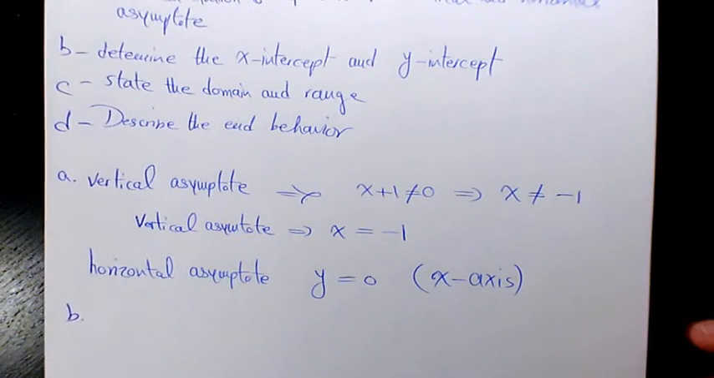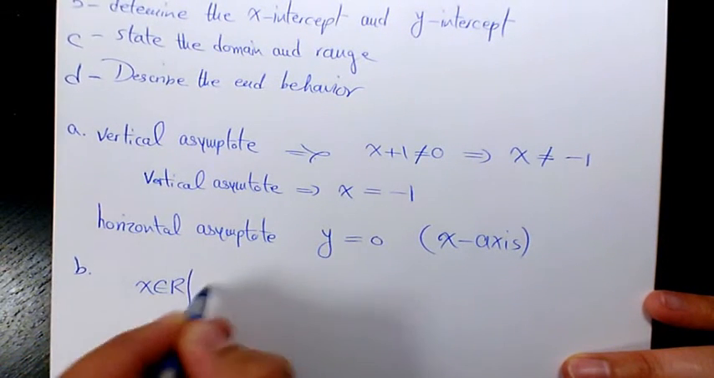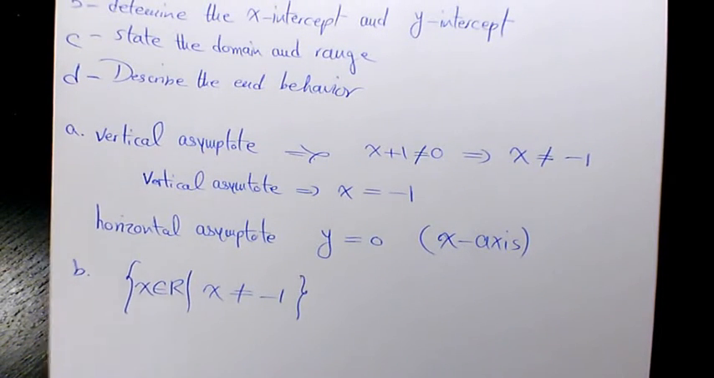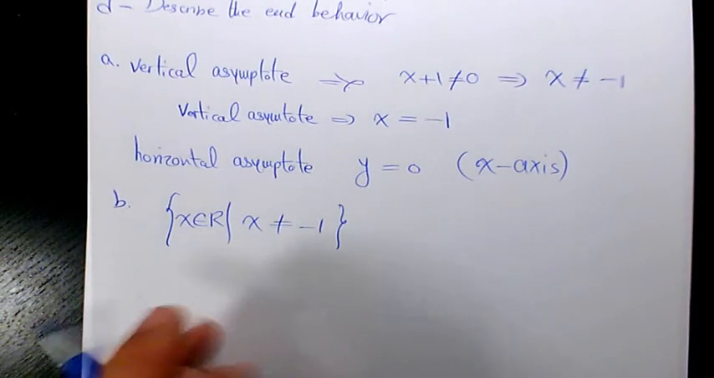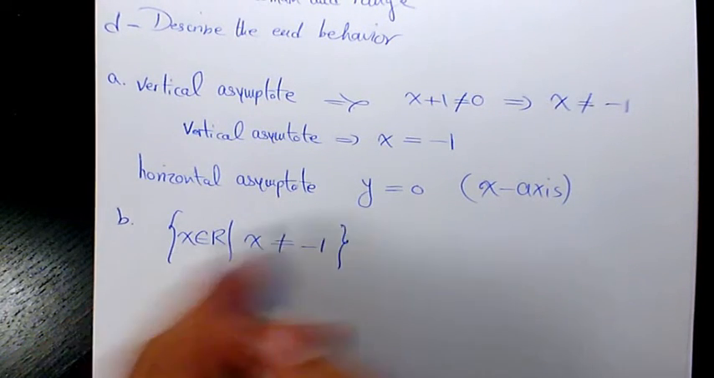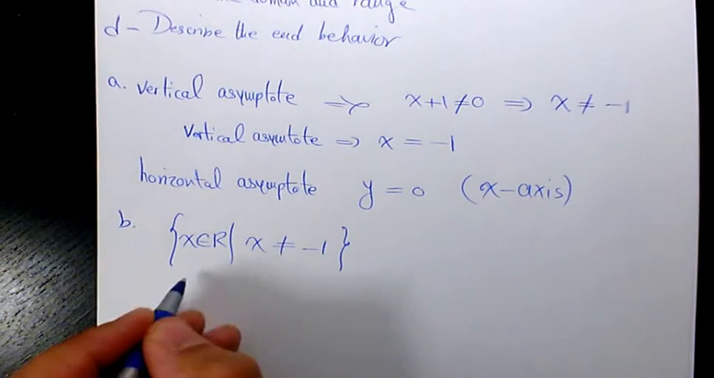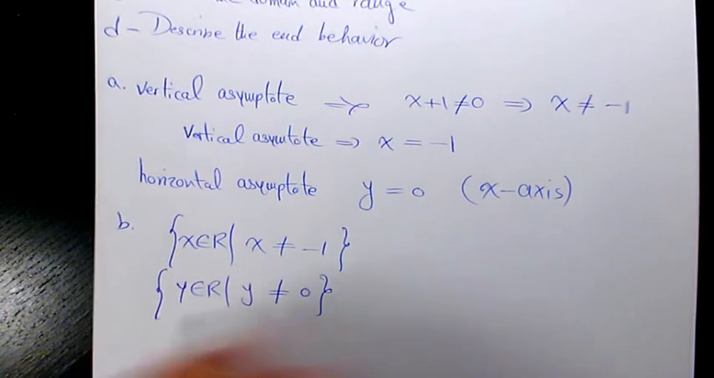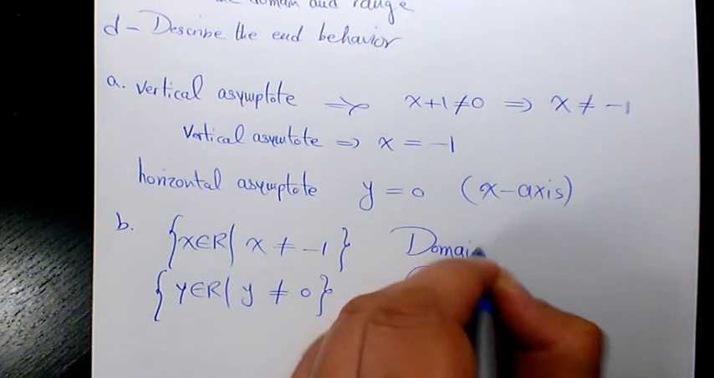Now, state the domain and range. Domain is going to be x is a real number, and x cannot be -1. We had it before because we have a vertical asymptote there and the function doesn't touch or cross this vertical asymptote. What about the horizontal asymptote? The horizontal asymptote is going to be y equals 0. So since y cannot be 0, we're going to say y is a real number, and y cannot be 0. This is going to be the range, and that's the domain.